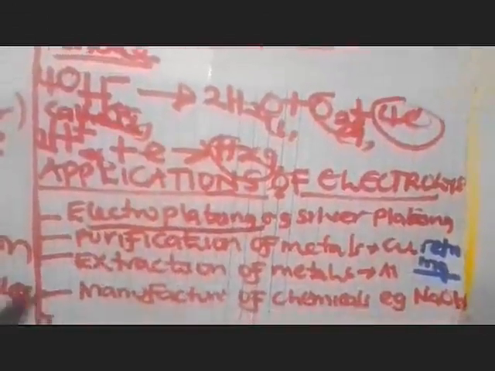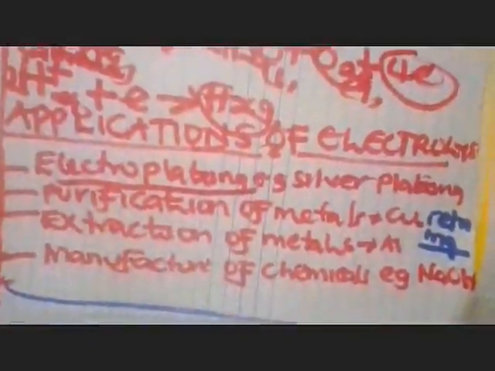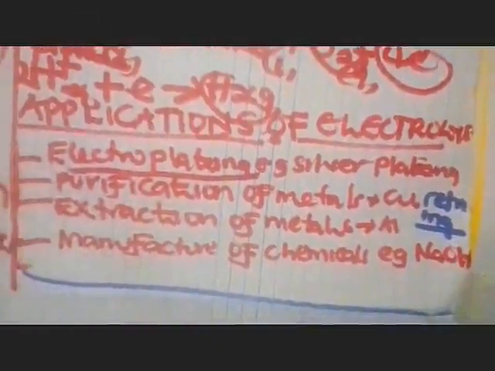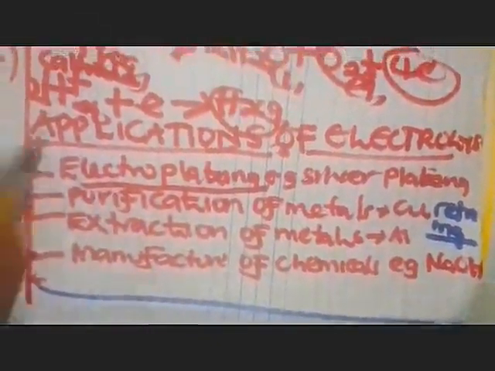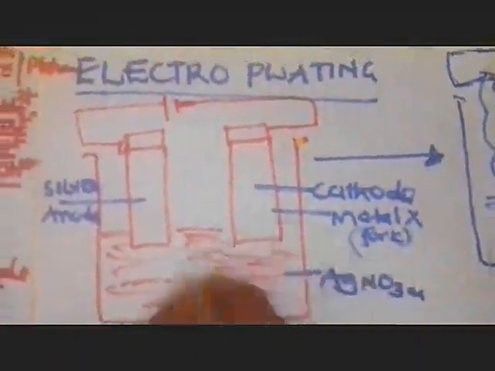You always see at home iron sheets being coated with other metals, what we are calling electroplating. That is one of the applications of electrolysis. Electroplating, we can demonstrate it properly by using this diagram. In electroplating, you are covering one metal with another metal.